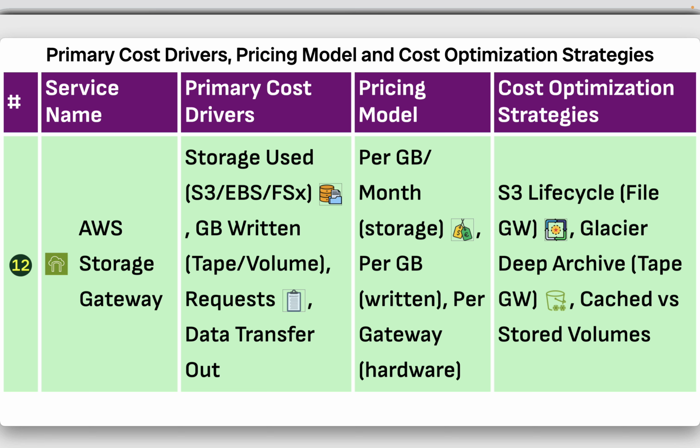Pricing model is per GB per month and per GB written, number of requests, data transfer and host cost. Cost optimization strategies are S3 lifecycle for the file gateway, Glacier or Deep Archive for the tape gateway, and cached versus stored volumes. So basically you can move the data from these three storage gateways to the respective S3, like S3 lifecycle, where you can go for Glacier or Deep Archive.